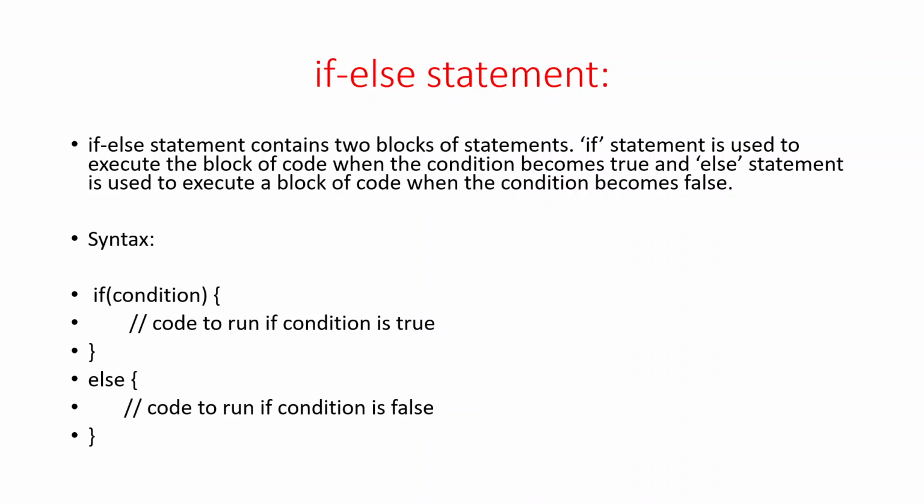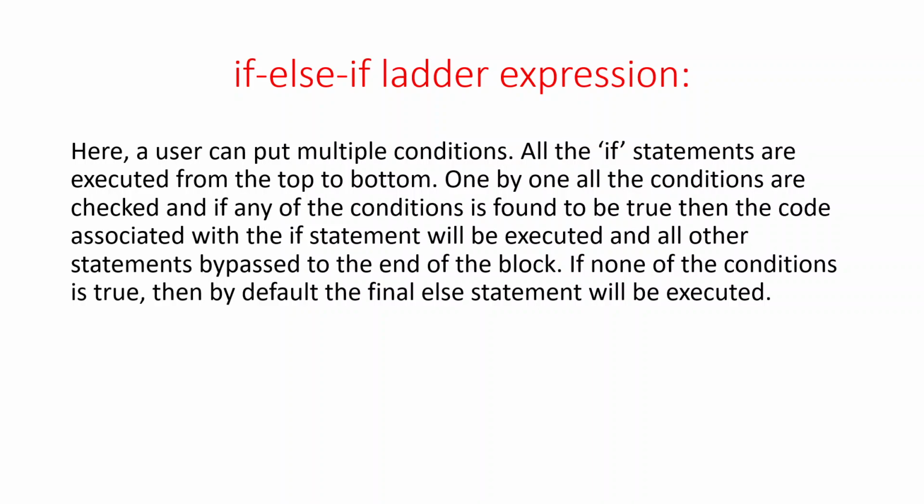The next one is the if-else-if ladder. As you can see here, a user can put multiple conditions. All the if statements are executed from top to bottom, one by one. All the conditions are checked. If any of the conditions is found to be true, then the code associated with that if statement will be executed, and all other statements bypass to the end of the block. If none of the conditions is true, then by default the final else statement will be executed.